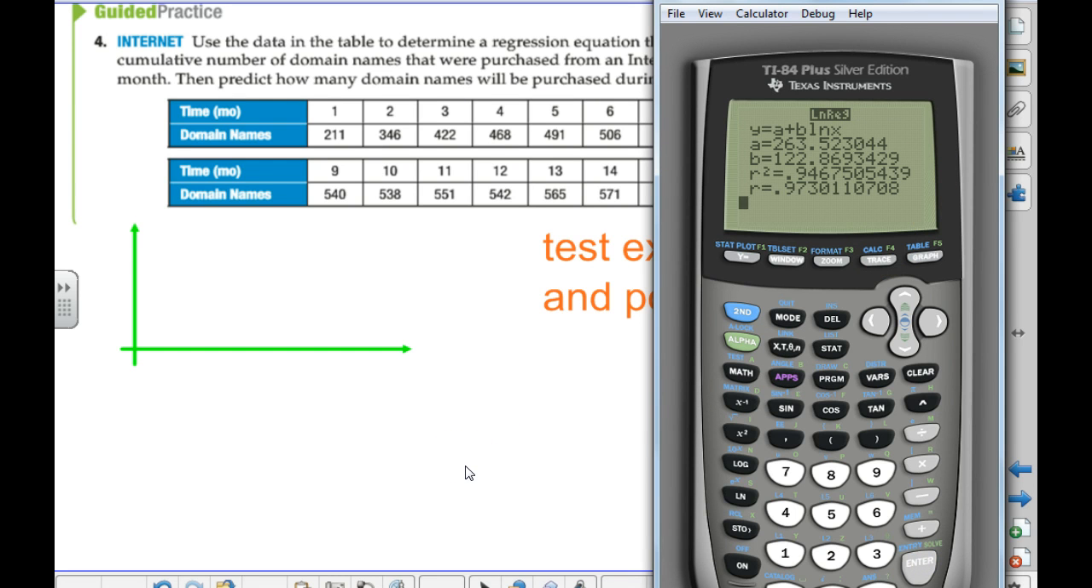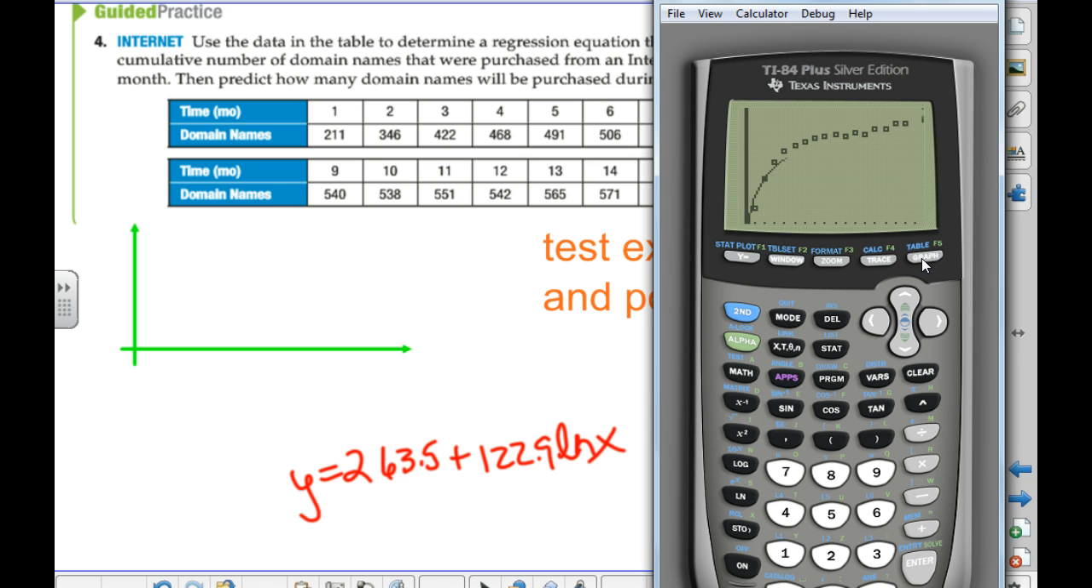And I'm going to write down what I get real quick. 263.5 plus 122.9 ln of x. All right, and 0.97 is the R value, so not perfect. If we look at the graph, what do you think though, guys? Is that pretty good? You have to turn back on L1 and L2 and do a zoom 9. Go second y equals. Make sure it says L1 and L2.